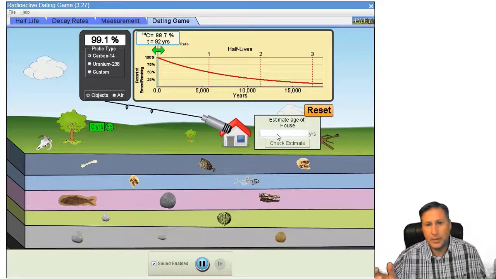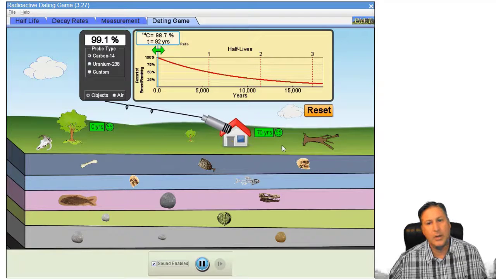So I know it's more than 52, less than 92, so I'm just going to split the difference. I'm going to say 70 years old. Okay, and notice you don't have to be exact. It's not looking for exact. Scientists can give it more exact. You're just looking for the relative age using the percentage of that isotope that still is remaining.